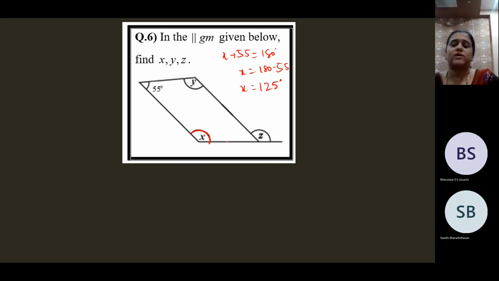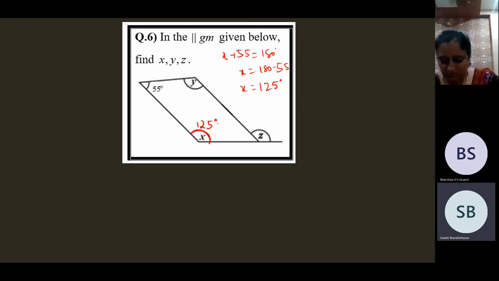Okay. Swati, what is Y? In a parallelogram, the opposite angles are equal, ma'am. So if X equals 125, then Y would also be 125 degrees, ma'am.